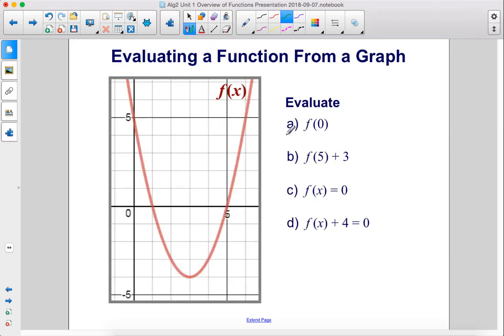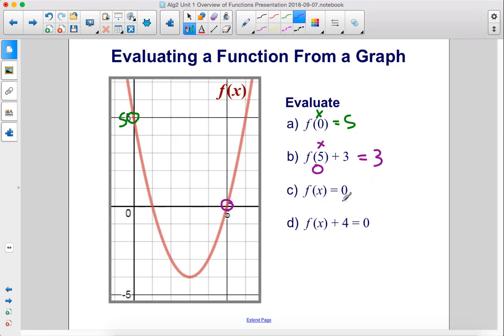Evaluate. All right, part a is f of 0. So when x equals 0, what is y? When x equals 0, we look at this line here, and we see the graph intersects right up here where y equals 5. B, f of 5, plus 3. So when x is 5, that's here, we see that y equals 0. So this becomes 0 plus 3 equals 3.